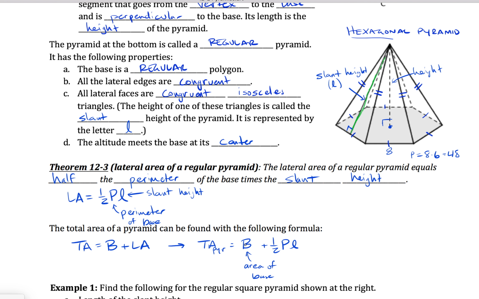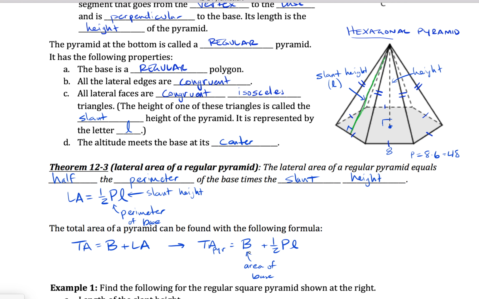So you got to keep in mind that different pyramids will have different shapes of bases, which means you're going to have to use maybe different formulas for doing the capital B part, right? You might be calculating the area of a triangle in some pyramids, maybe it'll be the area of a square in other pyramids, or maybe the area of a hexagon like what we had right up there.